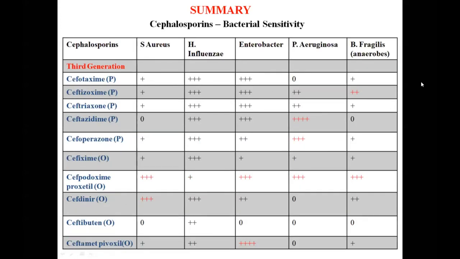So in bacterial sensitivity of the cephalosporins, we have seen the first and second generation. Now let us see the third generation cephalosporins. You can see ceftriaxone. Ceftriaxone is very effective against H. influenzae, Enterobacteriaceae, and these drugs, ceftazidime and cefoperazone, they are more effective against Pseudomonas aeruginosa. If you see the first and second generation, they have no activity against Pseudomonas, but the third generation have a very good activity, ceftazidime and cefoperazone against Pseudomonas aeruginosa. And ceftriaxone, you can see it has an effect on Bacteroides fragilis.